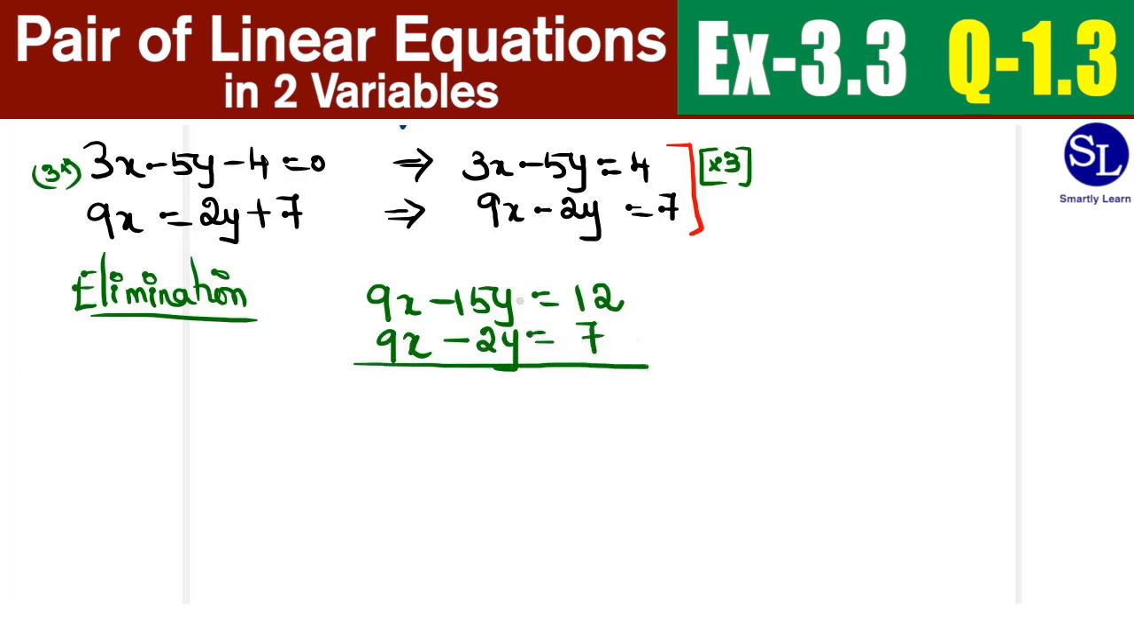Now subtract between these two equations. Remember, when I have to subtract, I change the sign for every term. So don't fail to do it. Otherwise, sometimes you end up getting a wrong answer. So 9x minus 9x, this gets eliminated. Minus 15y plus 2y is minus 13y. 12 minus 7 is 5. So this means y is equal to minus 5 by 13.